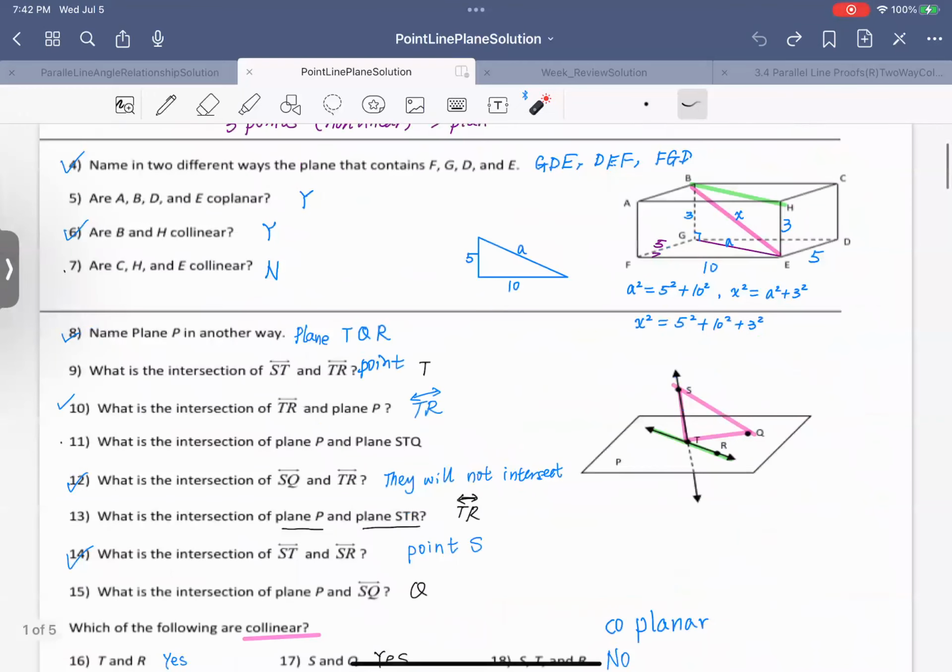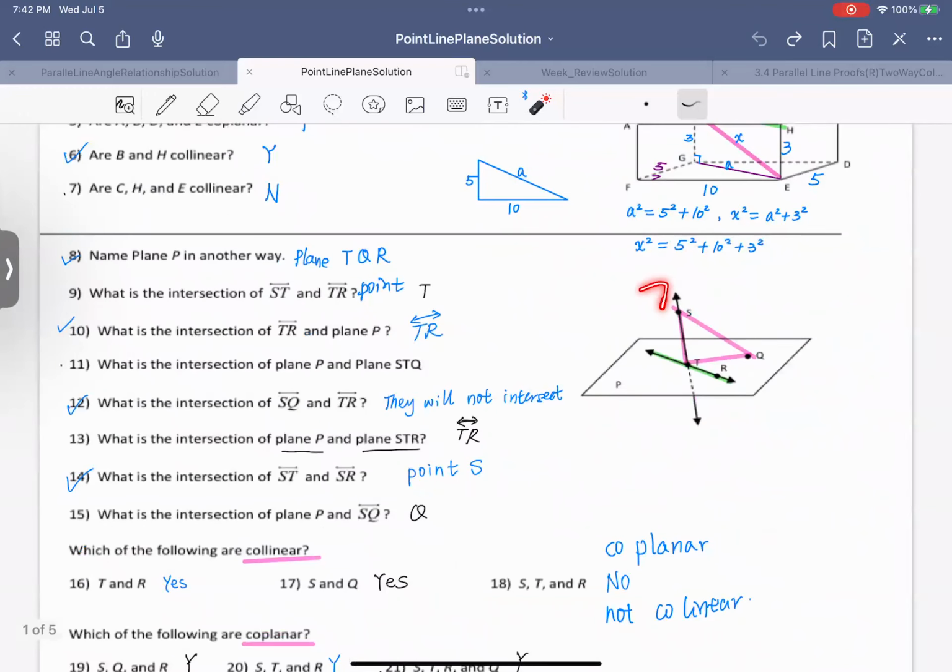Next one. Let's talk about the point outside a plane. And you see this line is within this plane. And you have a point right here. And it can go this direction. So let's talk about the relationship.